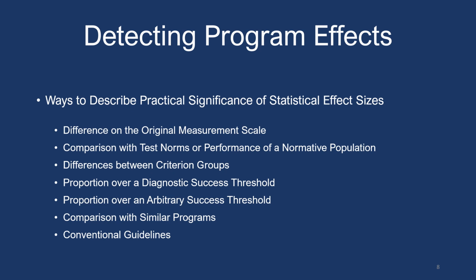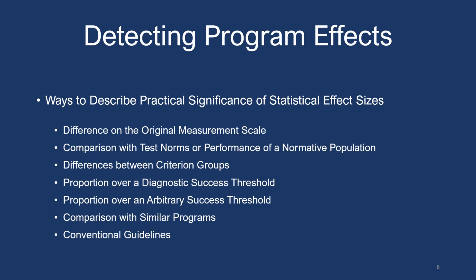We may choose to look at the proportion over a diagnostic or other pre-established success threshold. Sometimes a value on the outcome measure can be picked to be the threshold for success. In this case, we simply look at the proportion of the intervention group with successful outcomes, which means they were above that threshold, compared to the proportion of the control group with such outcomes.